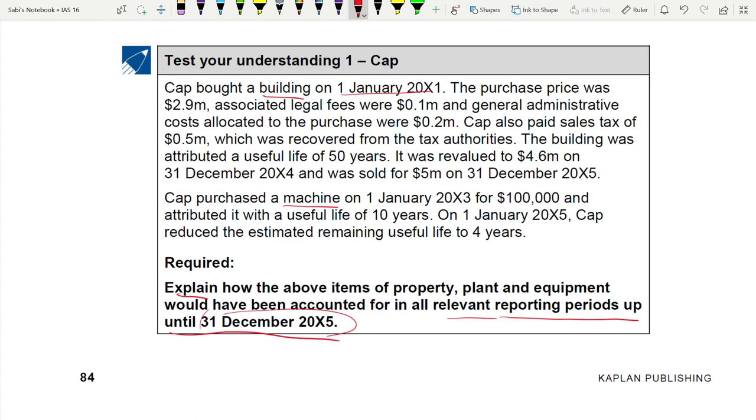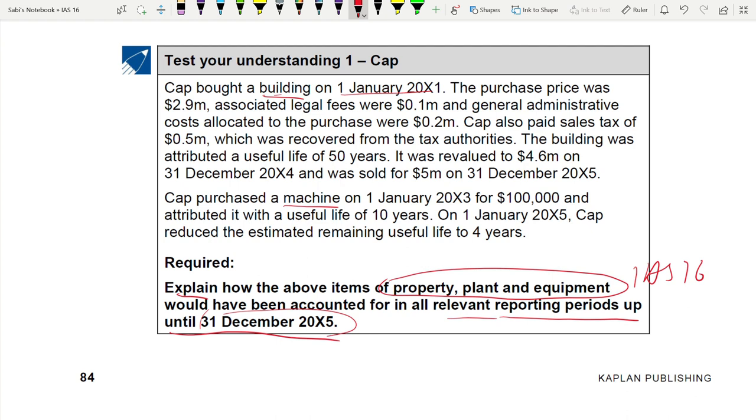First of all, the moment this building is set, what is it? It's property, plant and equipment. Sometimes you have to first decide whether it falls under this or not, then you deal with IAS 16. Sometimes they already tell you that the above property, plant and equipment have to be accounted under it. In this case, there is no doubt that this will be dealt with under IAS 16.